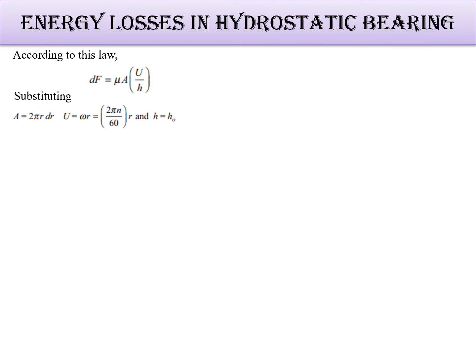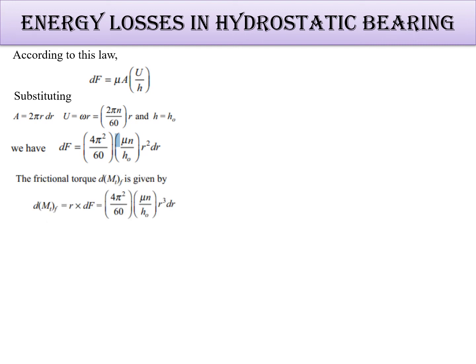So U is equal to omega r, omega is equal to what? 2 pi N by 60 into r, and h is equal to h0. If you put this value, we get df is equal to 4 pi square by 60 mu N by h0 into r square dr.